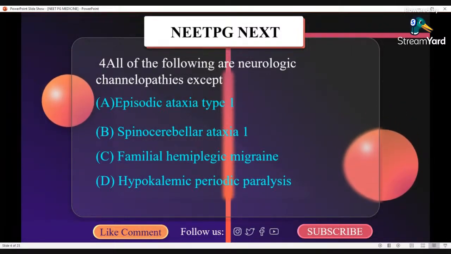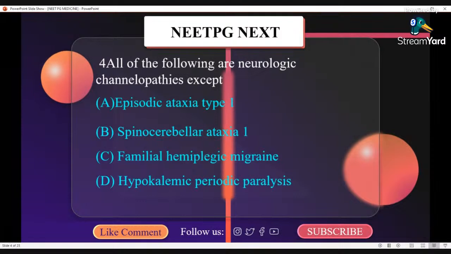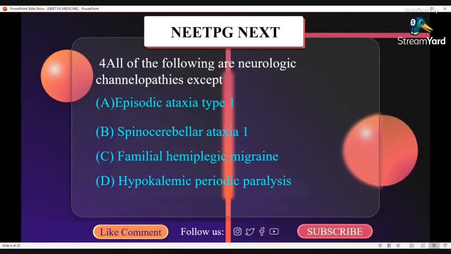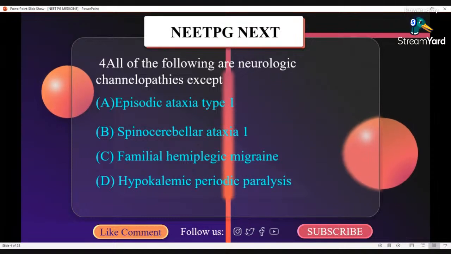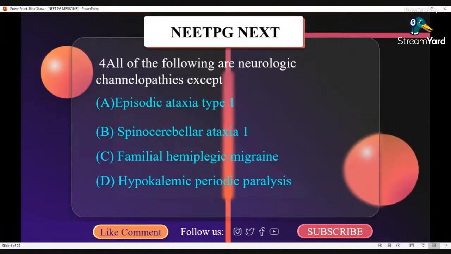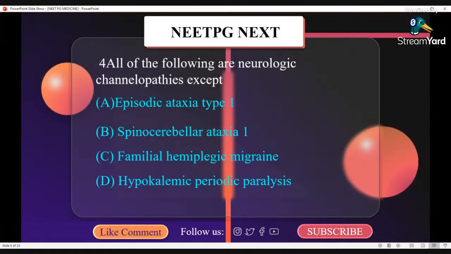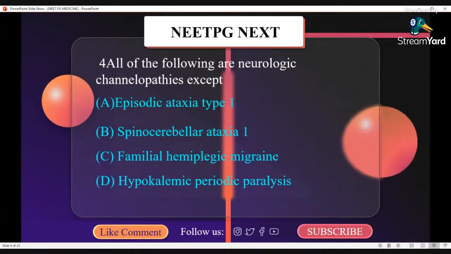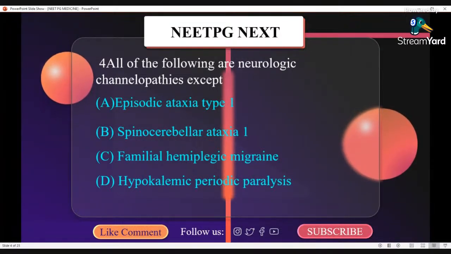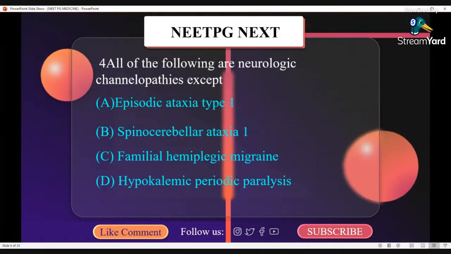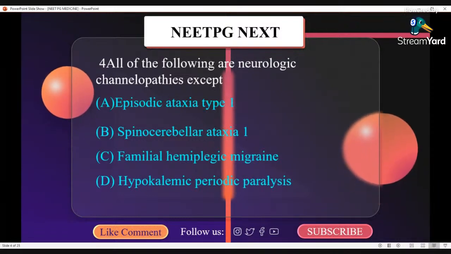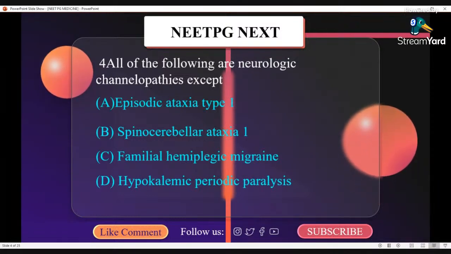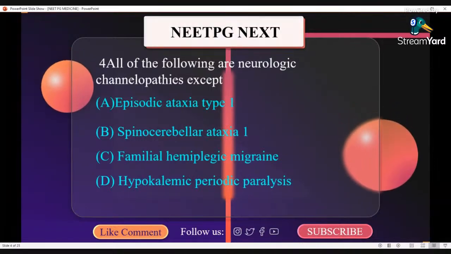So the correct option here is spinocerebellar ataxia type 1. Spinocerebellar ataxia type 1 is not a neurologic channelopathy. Spinocerebellar ataxia type 6 is a neurological channelopathy. Episodic ataxia type 1, familial hemiplegic migraine, hypokalemic periodic paralysis are all neurologic channelopathies. So the correct option here is spinocerebellar ataxia type 1.